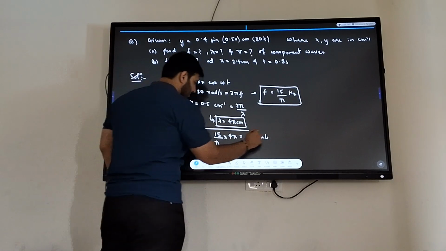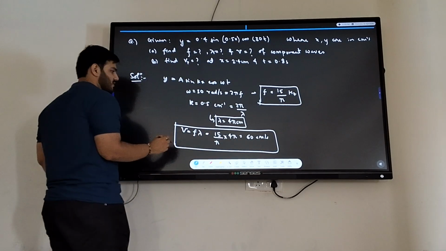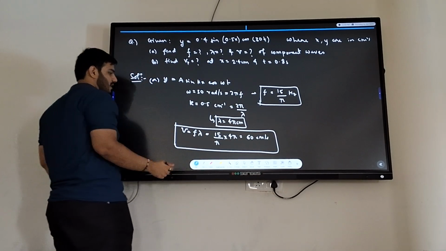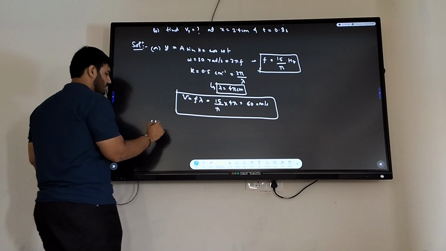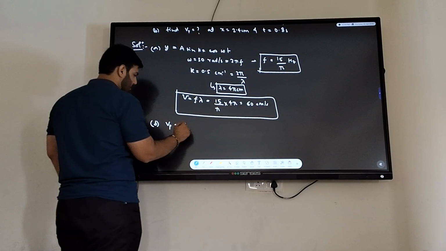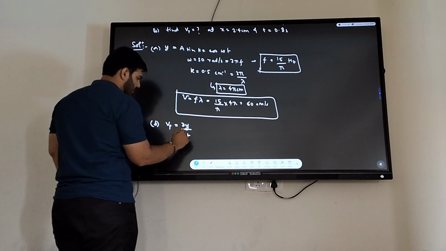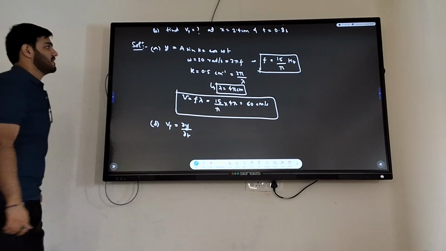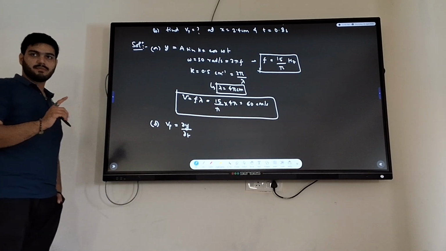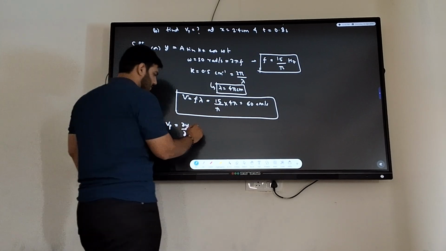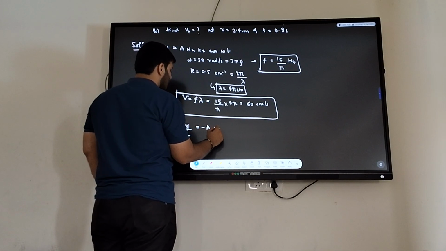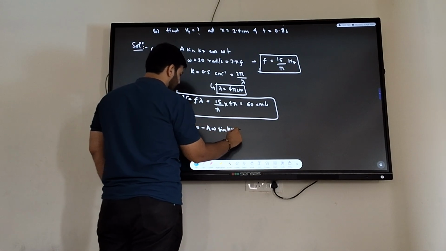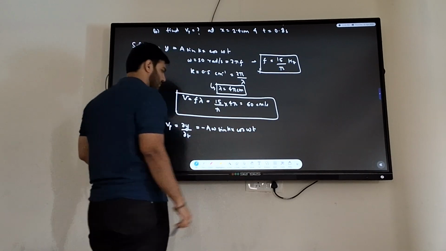What about the Vp? How to find the Vp? Vp is equal to del y by del t. Take the derivative and tell me the answer. So cos's derivative will be minus sin, right? So this will be minus A k omega sin kx cos omega t. Yes or no?